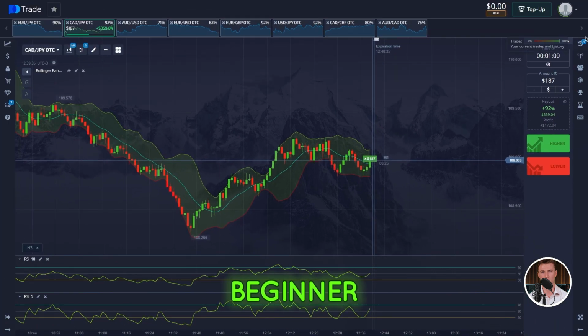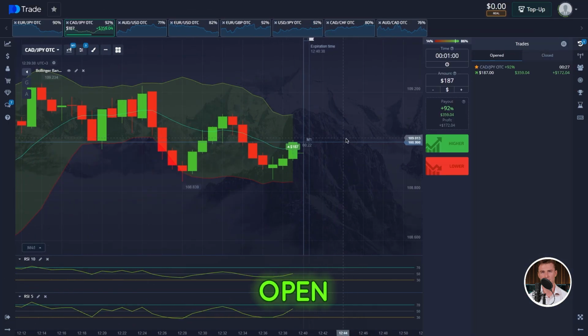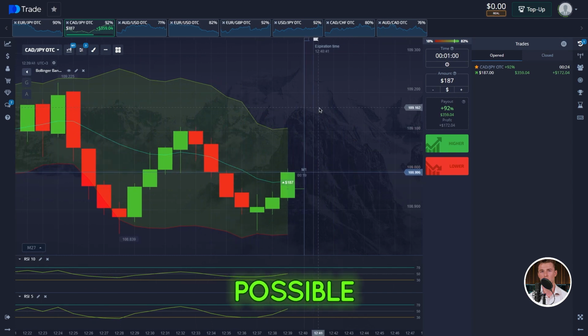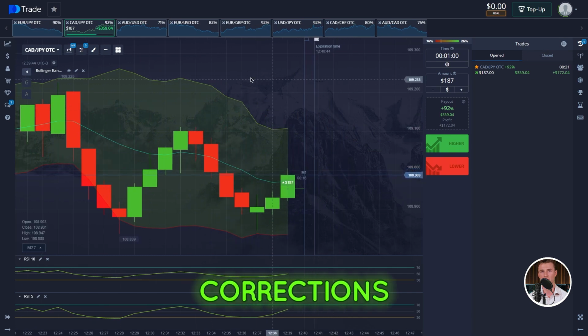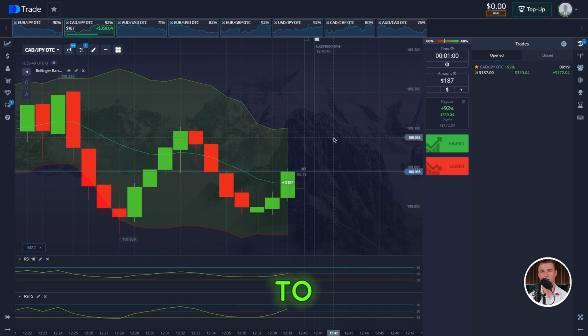And if you are a beginner, I advise you to always open according to the trend, not to look for possible pullbacks and corrections. This complicates trading, but to learn how to open better faster. We have a little less than 20 seconds left. Let's watch our deal.